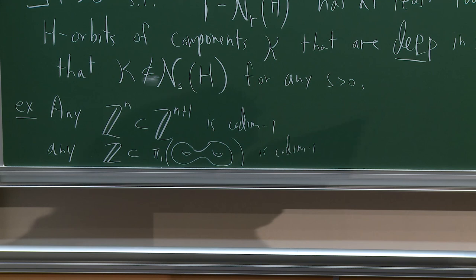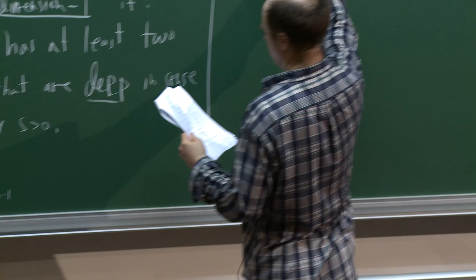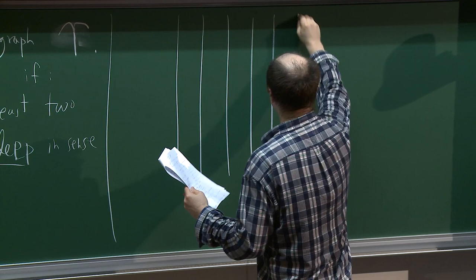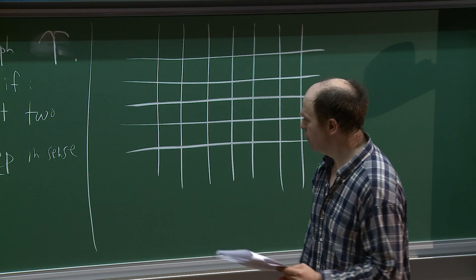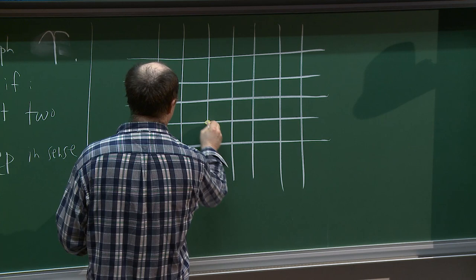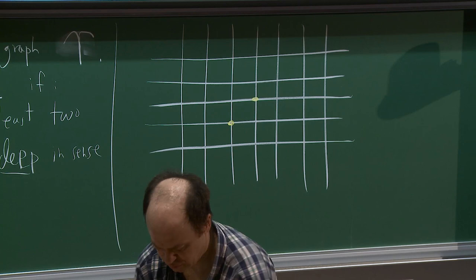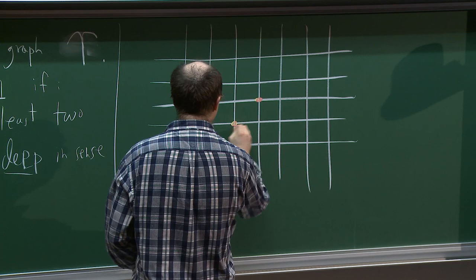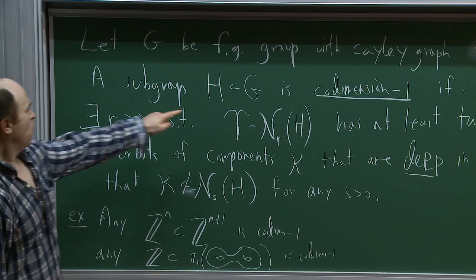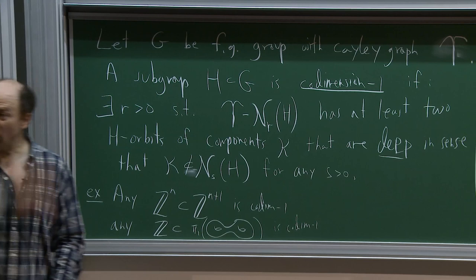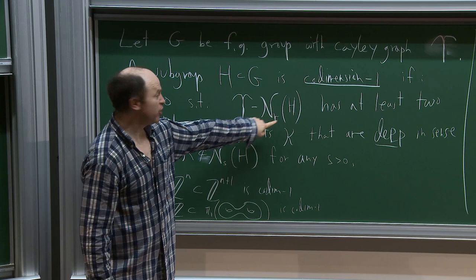What's the picture? Well, let's first look at a very explicit example of Z inside of Z squared. So here's the Cayley graph of Z squared, and here's a cyclic subgroup, maybe a nice diagonal cyclic subgroup. The first part of this definition is that the subgroup should cut the Cayley graph in half. It should coarsely cut it. We want the Cayley graph minus the neighborhood of the subgroup to have more than one component. That's the first thing that we want, okay?